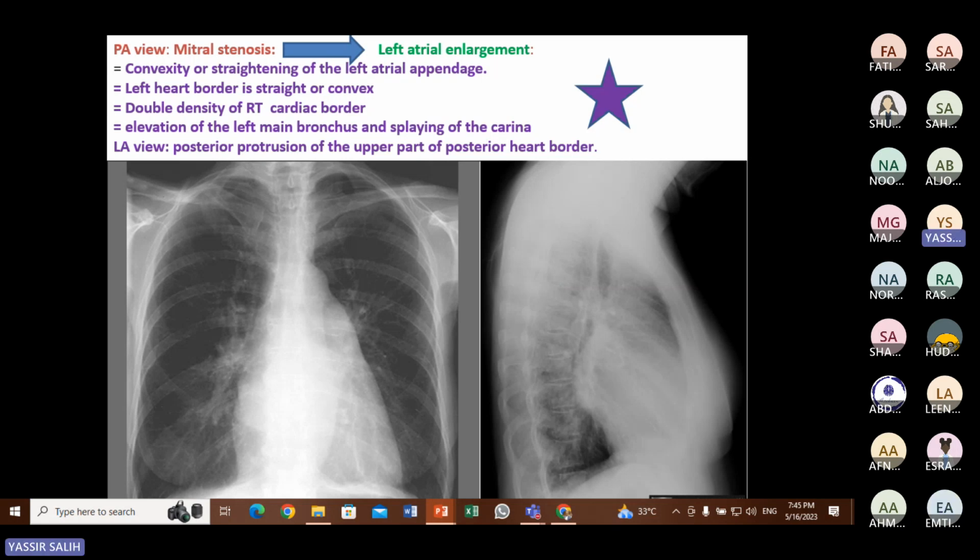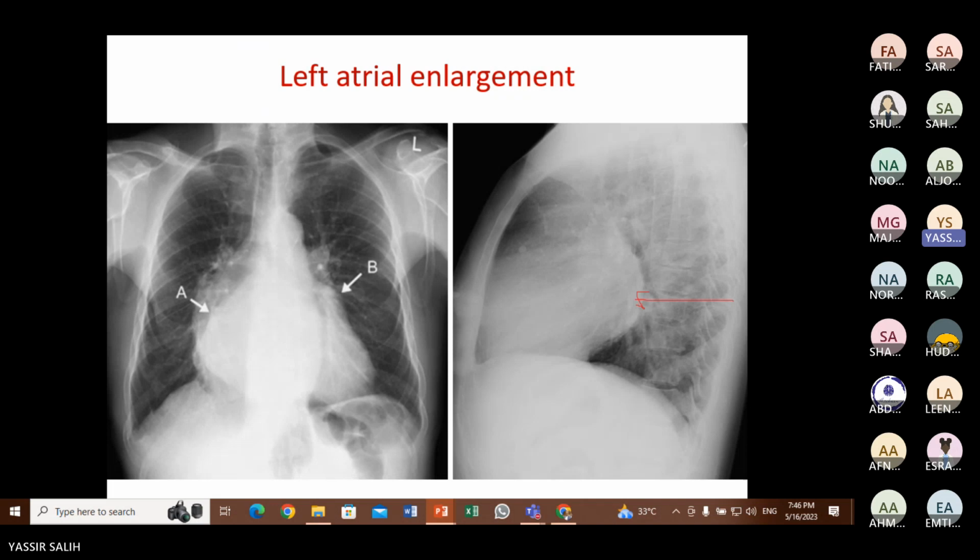I may tell you that the chest X-ray frontal and lateral demonstrate, for example, convexity or straightening of the left atrial appendage, double density of the right cardiac border with elevation of the left main bronchus. With these features, what is the most likely diagnosis, or which chamber of the heart is enlarged? You know it is the left atrium.